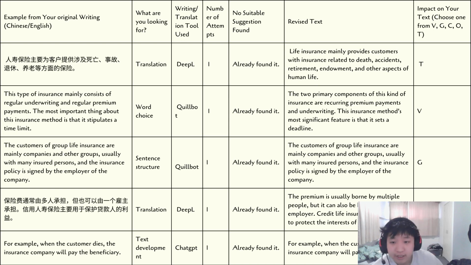And this is a table. It is about what I wrote and how I use these tools. You can see, because I wrote a paper, the first thing is I wrote in Chinese and translated to English. So the one I use the most is DeepL. It helped me with translation, and Quillbot helped me to paraphrase or change some word choices and some sentence structure. And ChatGPT can give me some ideas, so I added these ideas into my paper.